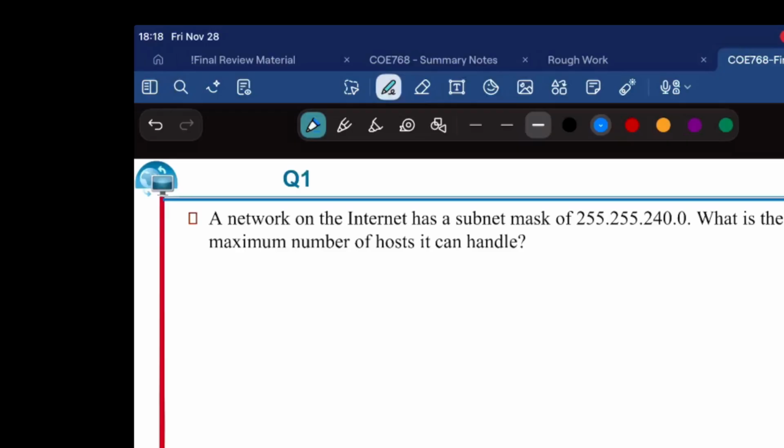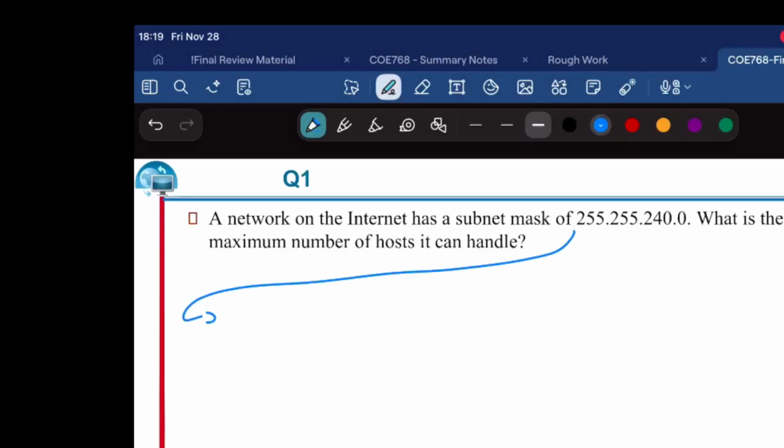So the question we're being asked: a network on the internet has a subnet mask of 255.255.240.0. What is the maximum number of hosts that this network with this subnet mask can handle? The first step when you're asked to answer with a number of hosts is to convert the subnet mask into bits.